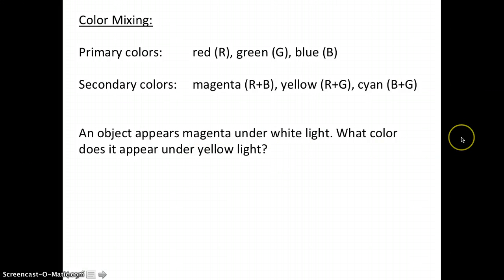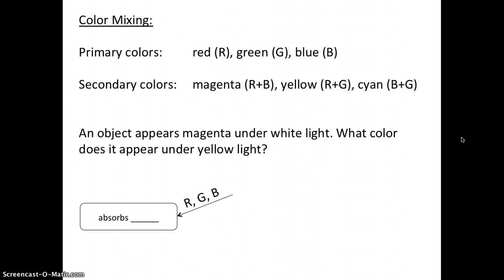So let's say we have an object which appears magenta in white light. What color does the object appear under yellow light? Here's the object. We have to figure out first what it absorbs. White light comes in, which is a mix of red, green, and blue in even proportions. The object under white light appears magenta. That means red and blue is reflected. Objects appear the colors that they reflect. Therefore, green must be absorbed by this object because the green's not reflected.